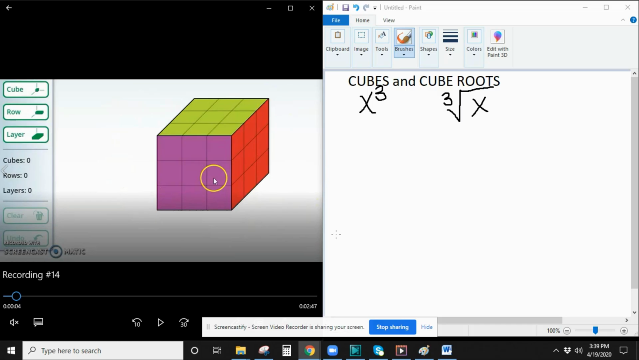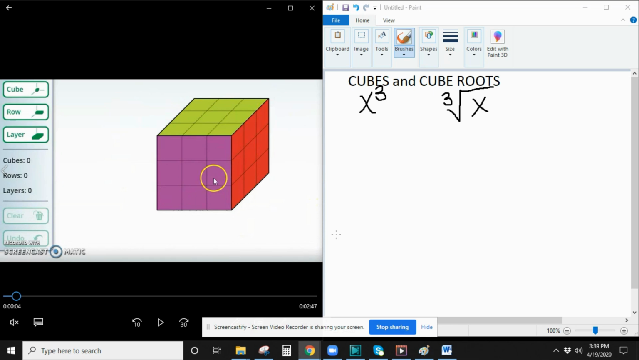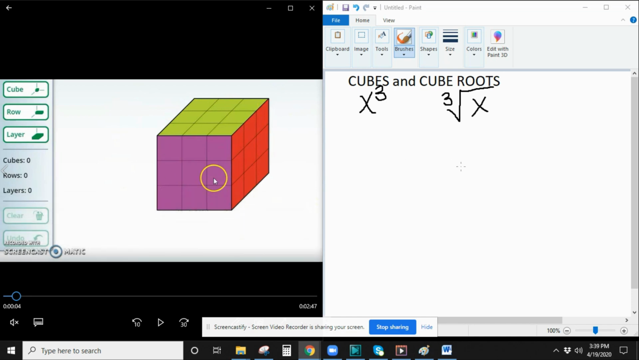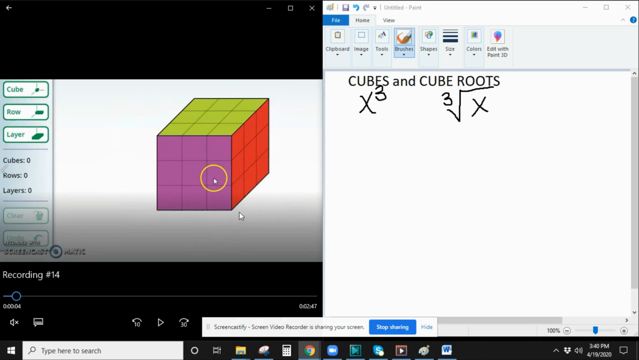Hi everybody, today we're going to be talking about cubes and cube roots. Our main focus today is really cube roots, but in order to understand cube roots, we need to first understand what a cube is. If you take a look here, we have something that may look familiar to you. It's like a Rubik's Cube. What is special about a cube is that it has the same length, the same width, and the same height. For example, in a Rubik's Cube, we have a length of 3, a width of 3, and a height of 3.